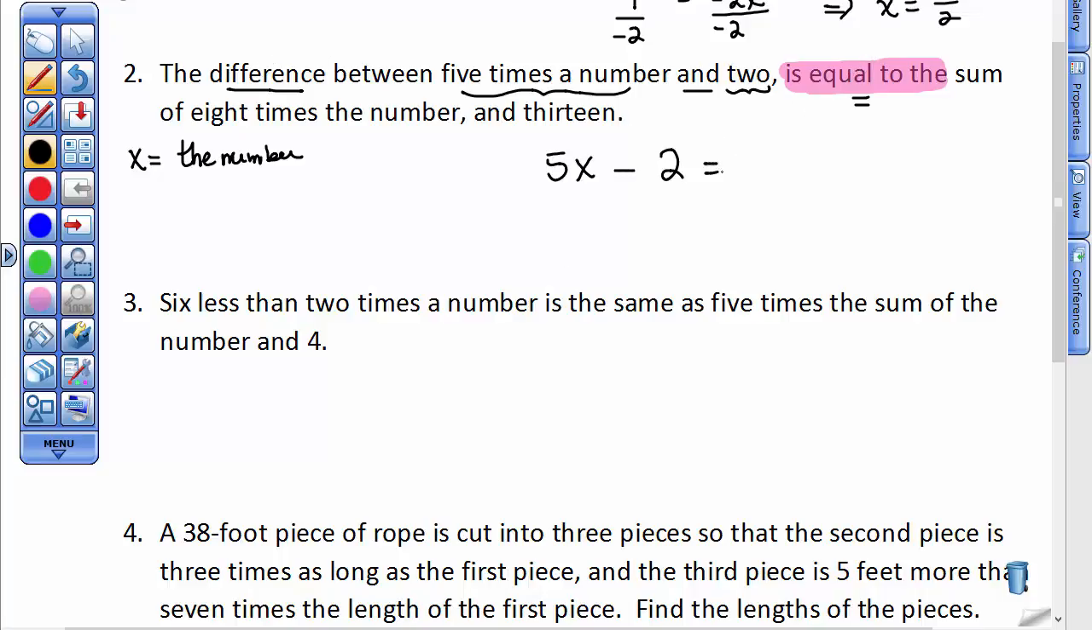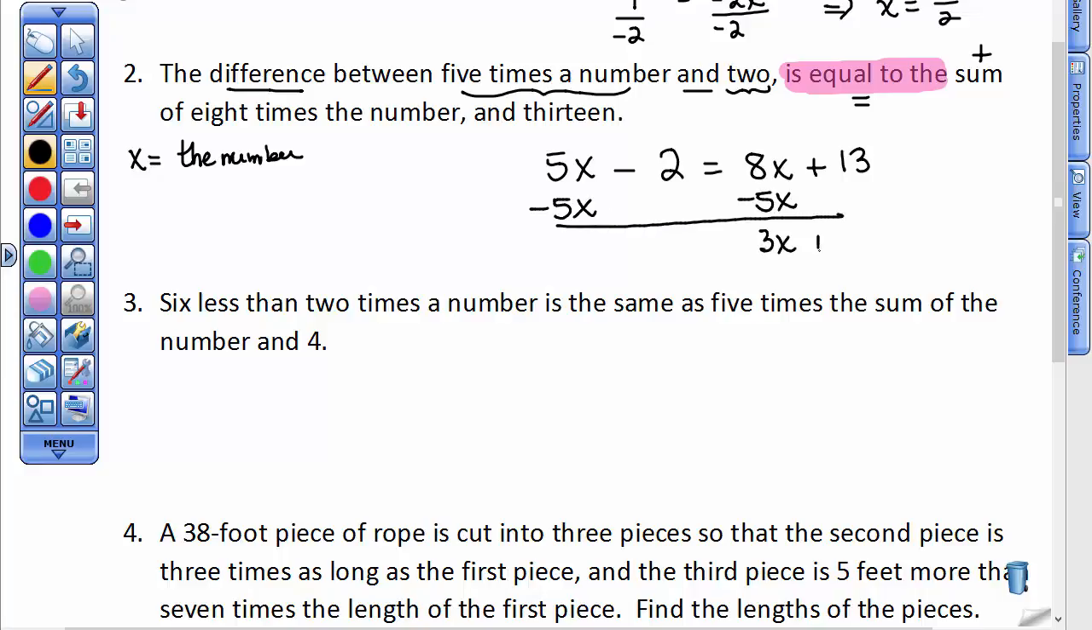Again, is equal to. On the right side of that equal sign, it's the sum. So the sum means to add. The sum of 8 times the number, that's x. The sum of 8 times a number and 13. So 8 times the number is the 8x. It says and 13, and I wanted to set it equal to the sum of 8 times the number and 13. Now I'm going to solve for x, so I'll subtract 5x from both sides.